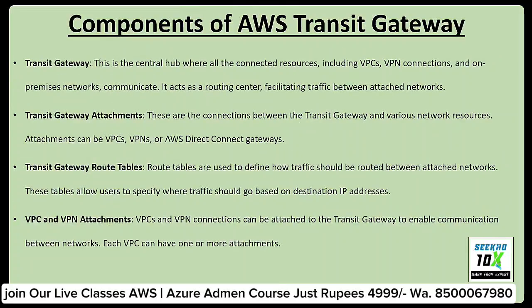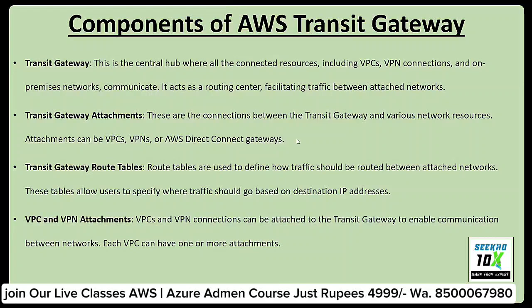Okay, so there are a few components of a transit gateway. The transit gateway is the main one. This is a centralized hub where all the connected resources, including VPN connections and on-prem networks, communicate. It acts as a routing center, facilitating traffic between attached networks. So what are the attached networks? Transit gateway attachments. These are the connections between your transit gateways and various network resources. Attachments can be your VPC, your VPN, or an AWS Direct Connect gateway.